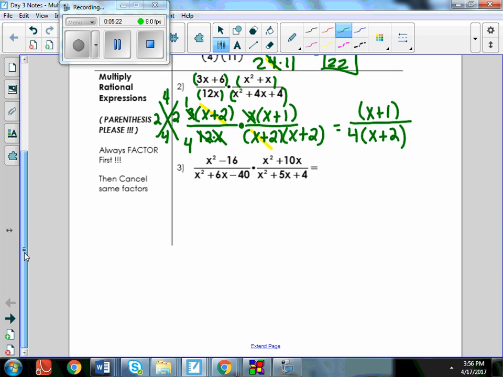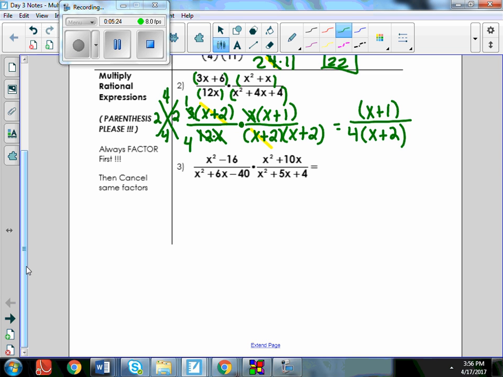Okay, let's factor the next one. So x squared minus 16, it's a special case. How do you factor that? Good, x minus 4, x plus 4, you can put them in whichever order you want. You can take the square root of both. They're separated by subtraction, so that's the difference of squares. You should recognize that one as the difference of squares. Okay?